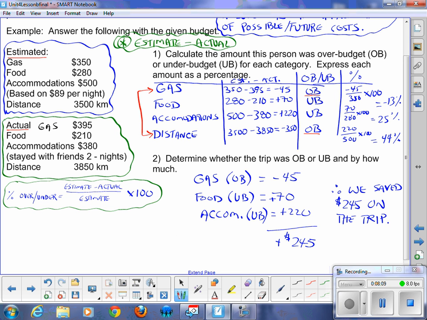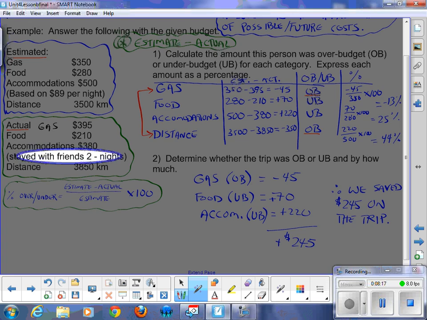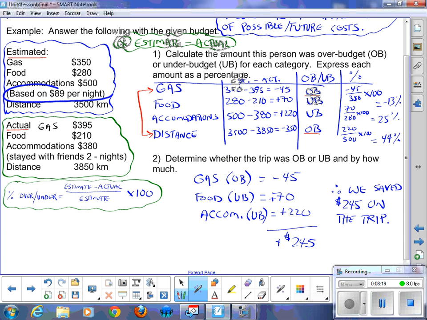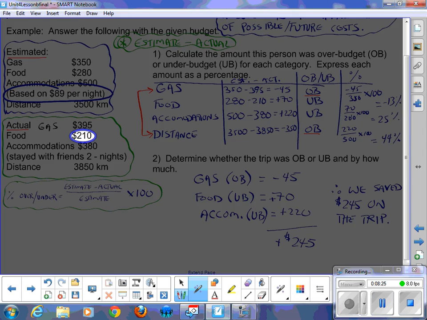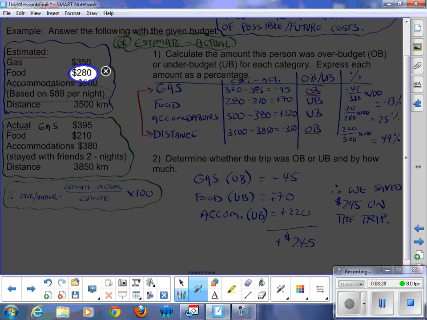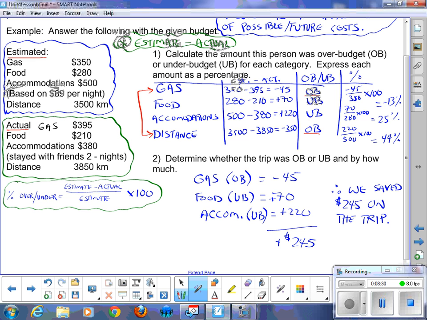Okay? And you'll notice, why is that? Well, if you look over here, you stayed with friends for 2 nights, which you weren't anticipating, because here you were looking at $89 a night. If you stay with friends, usually you can mooch some food, so you didn't have to eat at a restaurant quite as much, so you save some money there. So those are some reasons why we ended up under budget on this particular trip. So that completes that example.